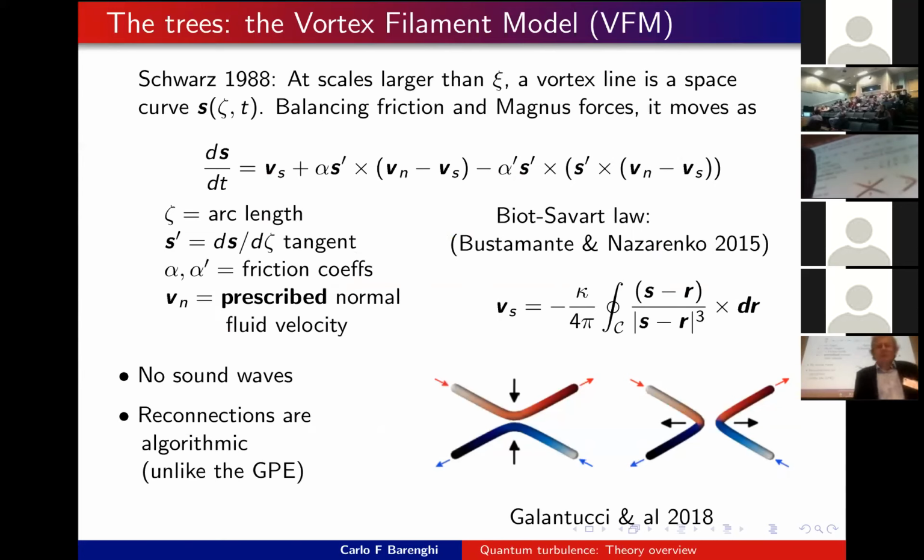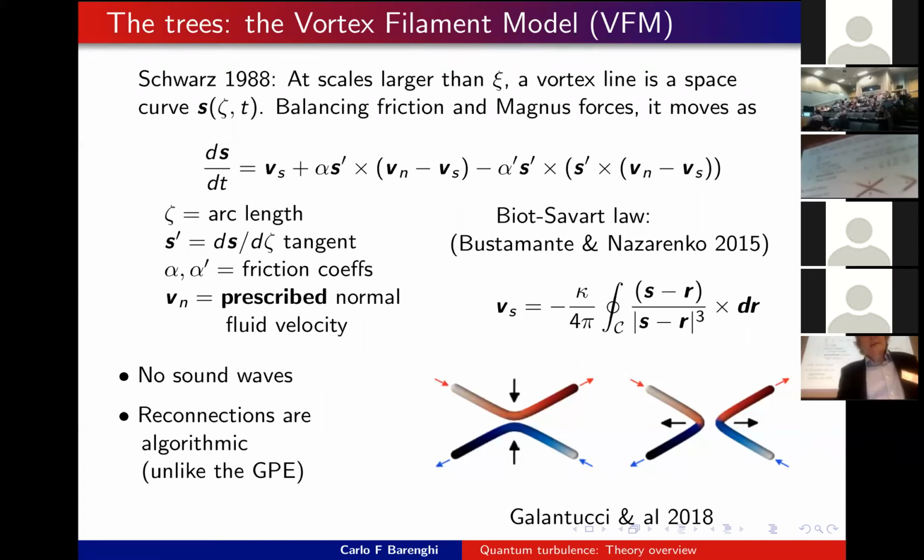He realized that the length scale of the vortex core in liquid helium is about 10 to the minus 10 meters. So it is at least 10,000 times smaller than the typical distance between vortices. So the details of the vortex core should be irrelevant. The vortex lines can be thought of as one-dimensional curves in space, written here as a position vector S, depending on some arc length, zeta, and time. And he derived equations of motion, essentially balancing the friction and the Magnus force.